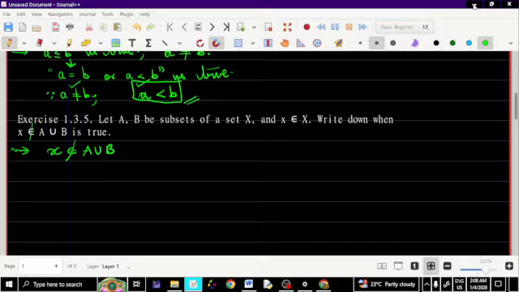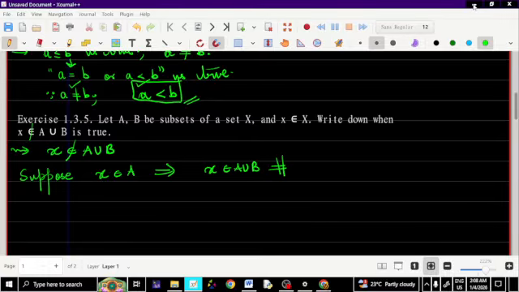A union B means that X is not there in both of them. Because if X was there in at least one of them, then X would have come in their union. So suppose X belongs to A. Can X come inside A? Then that will mean X belongs to A union B, which is not possible. So that's a contradiction because X is not there in A union B.